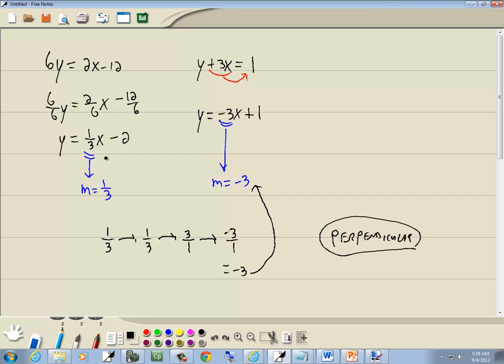Again, what we did, you start with one of your slopes, the 1/3, write it in fraction form if it's not already there. Remember, you can always create a fraction by putting it over 1. So if this was 5, this would be 5/1. Flip it, that's the reciprocal part, and then change the sign. And if it equals the other slope, that means they're perpendicular.